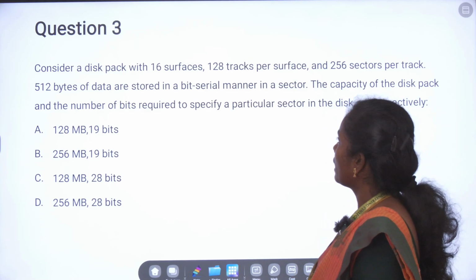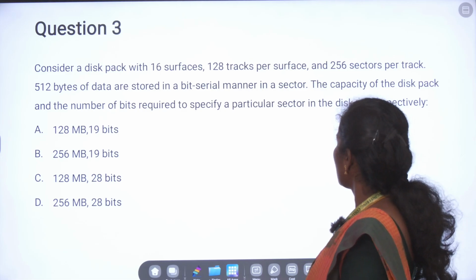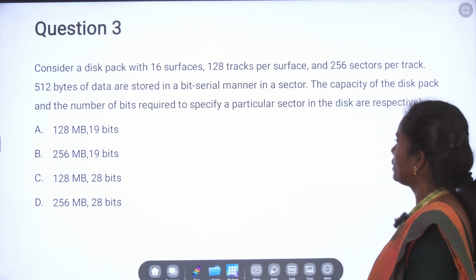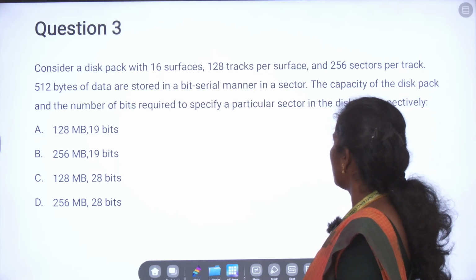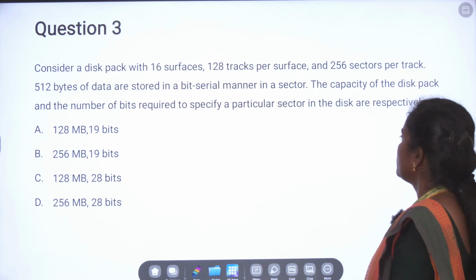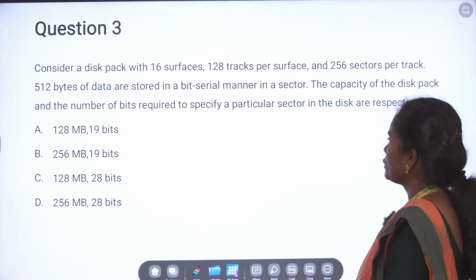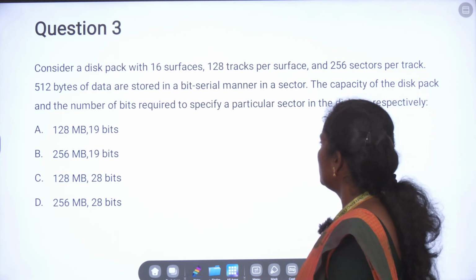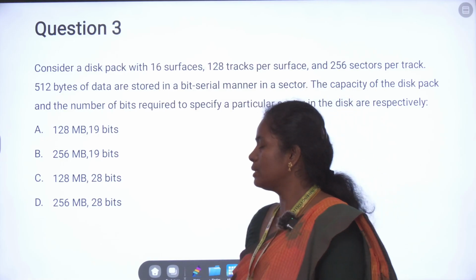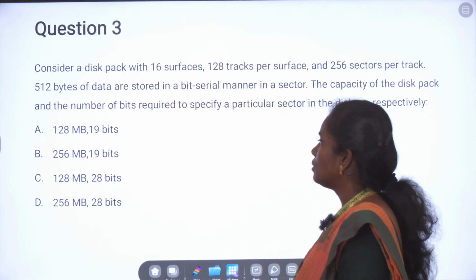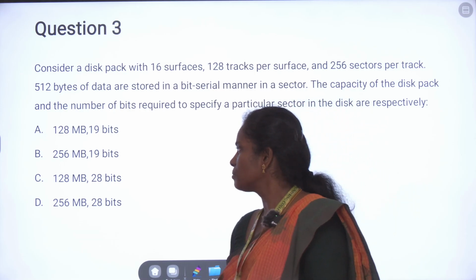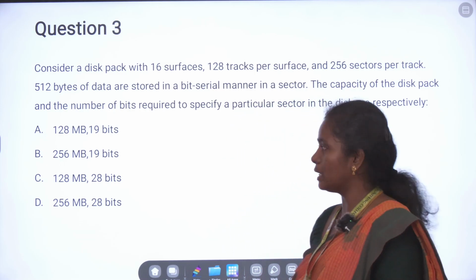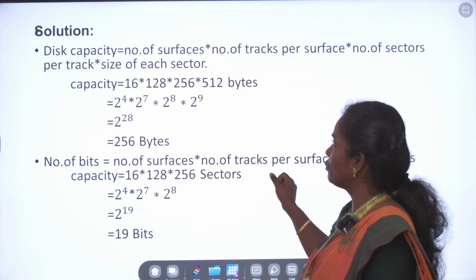Consider a disk pack with 16 surfaces, 128 tracks per surface, and 256 sectors per track. 512 bytes of data are stored in a bit serial manner in a sector. The capacity of the disk pack and the number of bits required to specify a particular sector in the disk are respectively: 128 megabytes and 19 bits, 256 megabytes and 19 bits, 128 megabytes and 28 bits, and 256 megabytes and 28 bits. Solve using the formula.